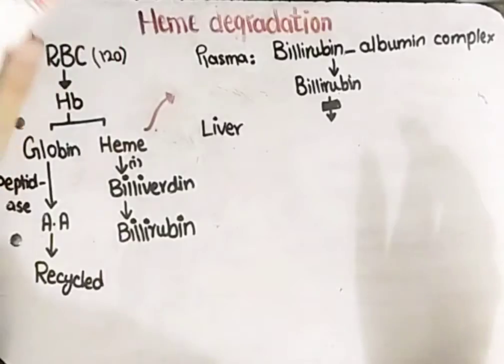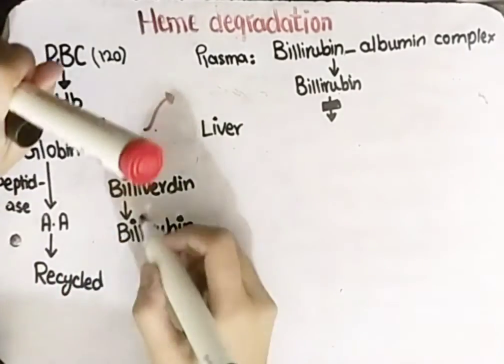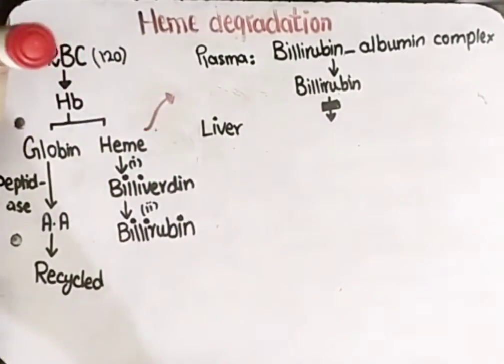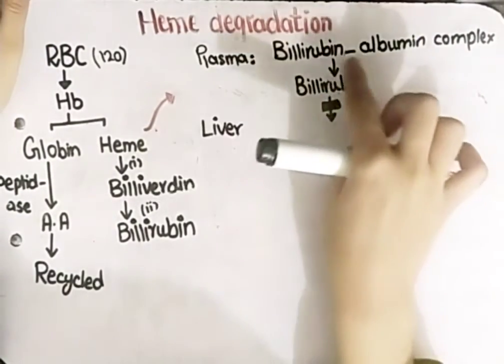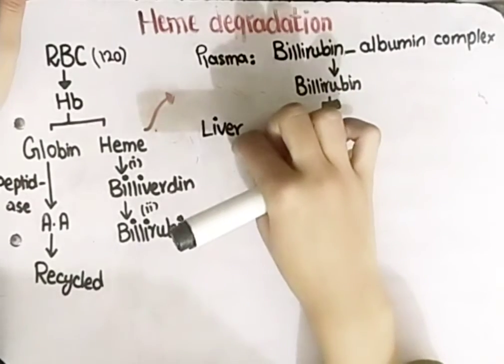We are going to look at the third step. It was the first step, it was the second step, and now we are going to look at the third step. As we discussed earlier, the bilirubin-albumin complex was formed in the plasma. Then this bilirubin needs to be transported into the liver.